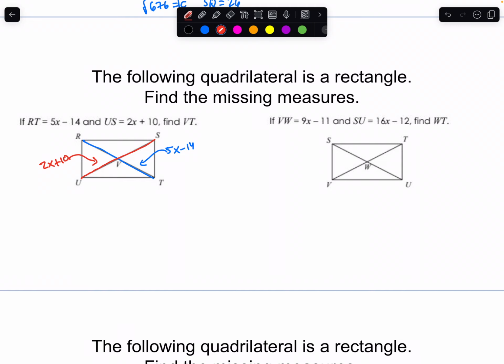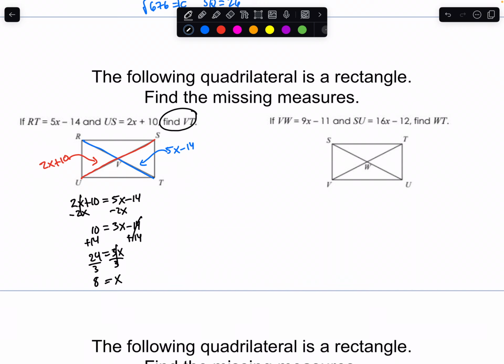First, I need to find a way to relate these two lengths. The diagonals are congruent for rectangles. So here's my setup. 2x plus 10 should equal 5x minus 14. Once I find the relationship and solve for x, I can plug it back in and find what I'm really looking for, which is VT. I move 2x to the other side. 10 equals 3x minus 14. I move the 14 over. 24 equals 3x. When I divide both sides by 3, I get x equals 8.